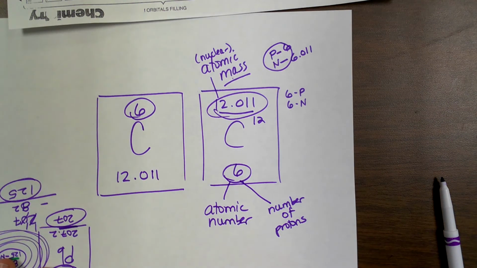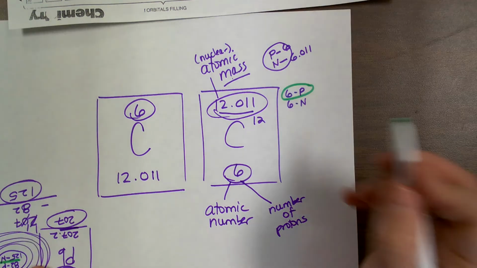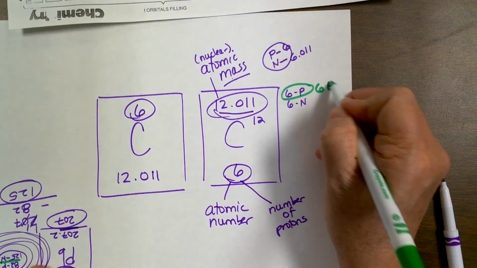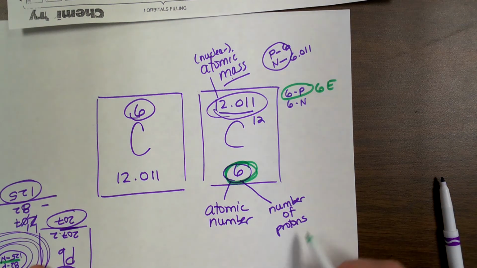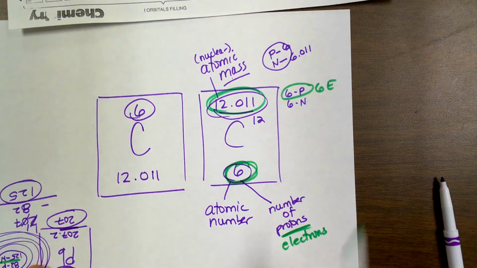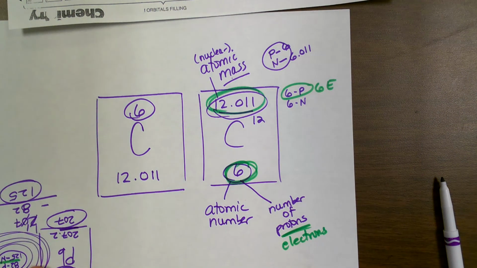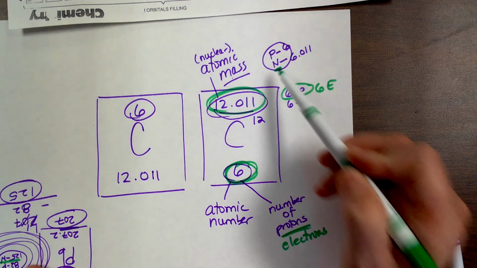So if you go back here to carbon, you can guarantee yourself that if there are 6 protons, there are going to be 6 electrons. So the number is called the atomic number, and they say it's for number of protons, and it is, but it also is for number of electrons. And then the big number is called your atomic mass, or the mass number, and it just tells you how much the nucleus weighs, and then you can subtract them to get the number of neutrons.